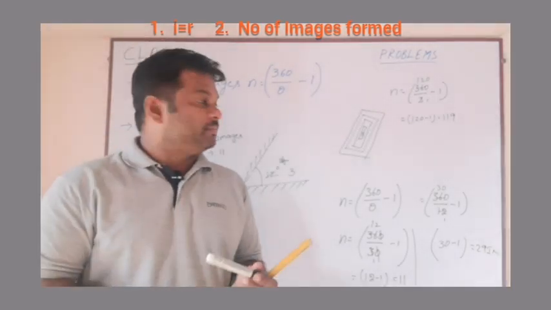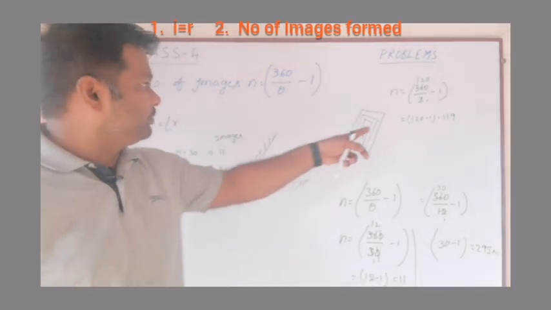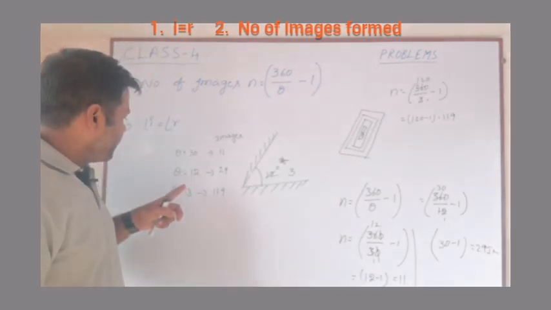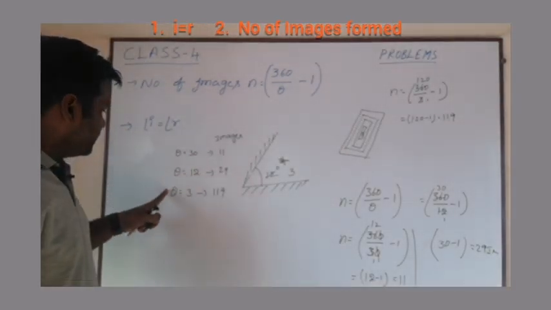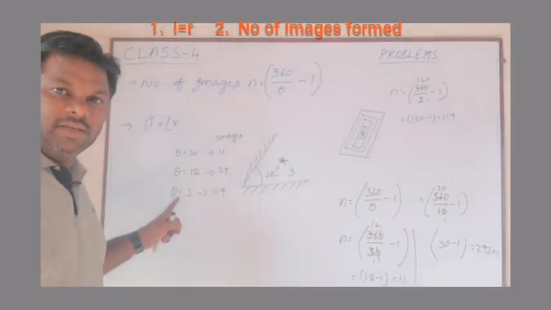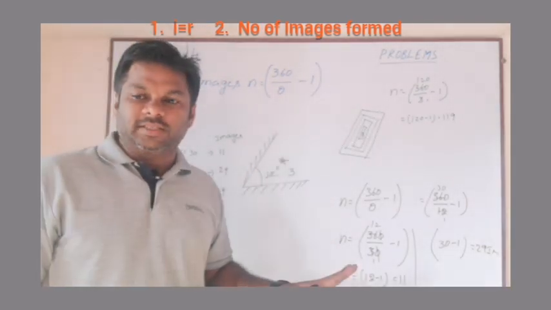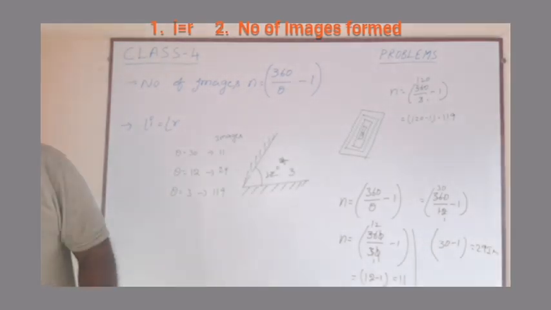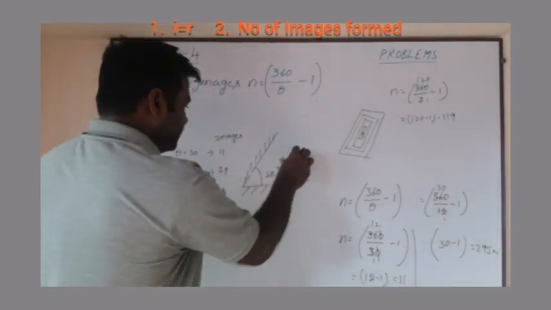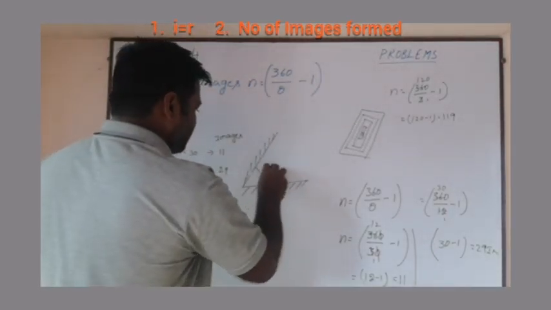What are you observing here? You are observing that as the angle between the mirrors goes on decreasing, you will have more images. The number of images is increasing.